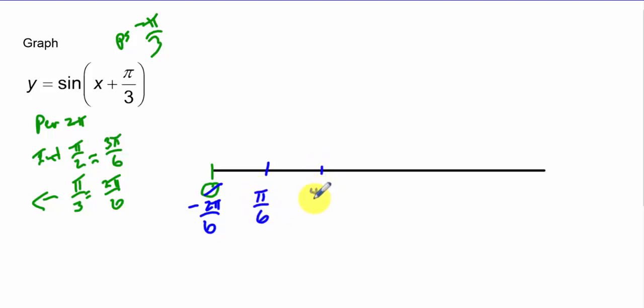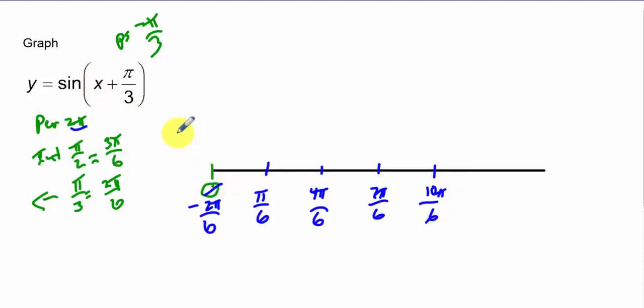I'm just going to label this as 4 pi over 6. You could reduce this if you want. 7 pi over 6. And 10 pi over 6. Now, the big thing you need to look for is that when you are done, you should have 2 pi in total from the start to the end. And from -2 to +10, that's 12 pi over 6, which is 2 pi.